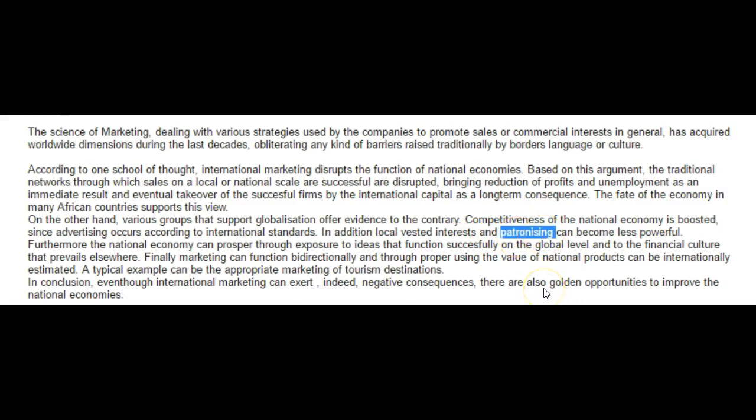See, to patronize doesn't quite match up here. To be patronizing is to talk down to someone or to treat them as if they are an idiot. So this is not quite right. I'm not quite sure what you mean here. Furthermore, comma, the national economy may prosper through exposure to ideas that function successfully on the global level and to the financial culture that prevails elsewhere.